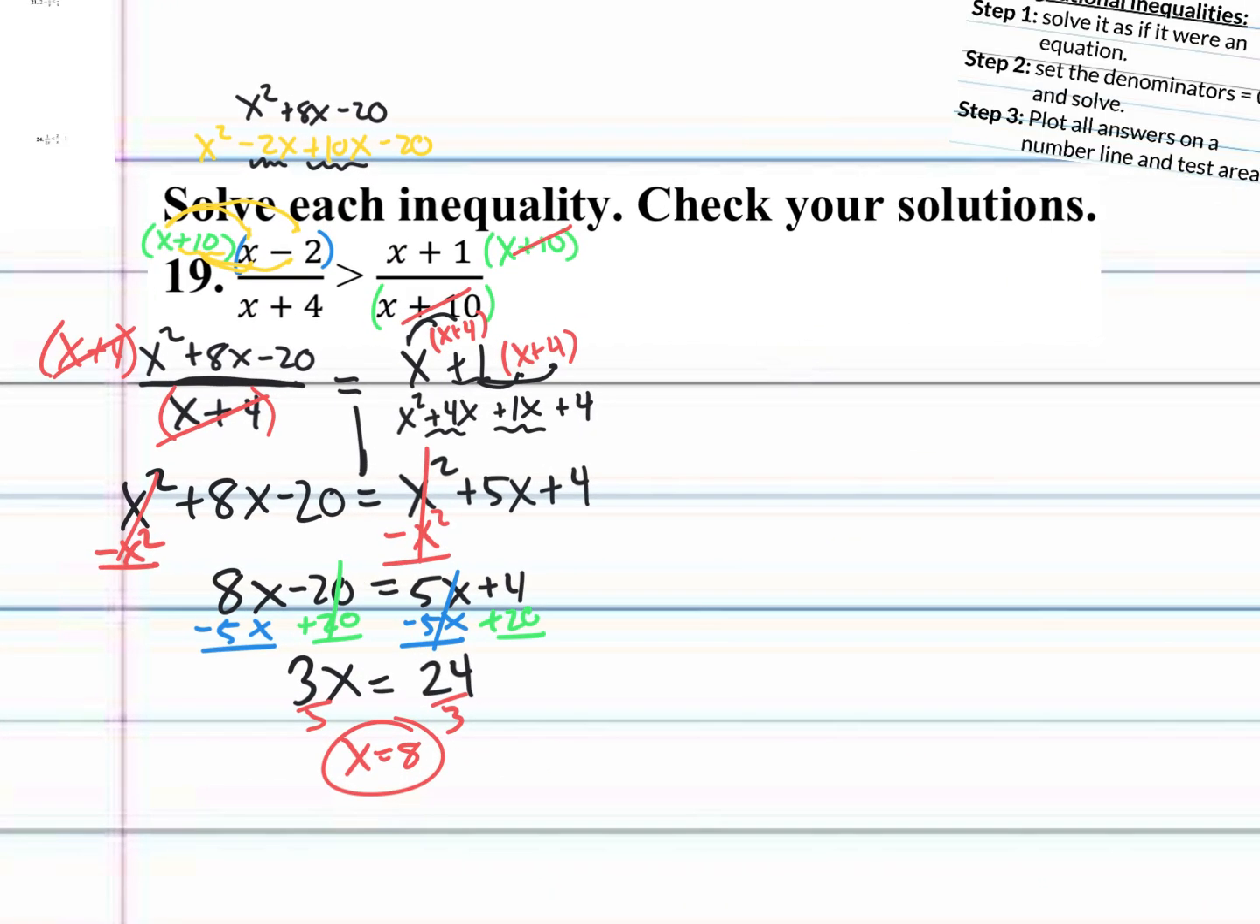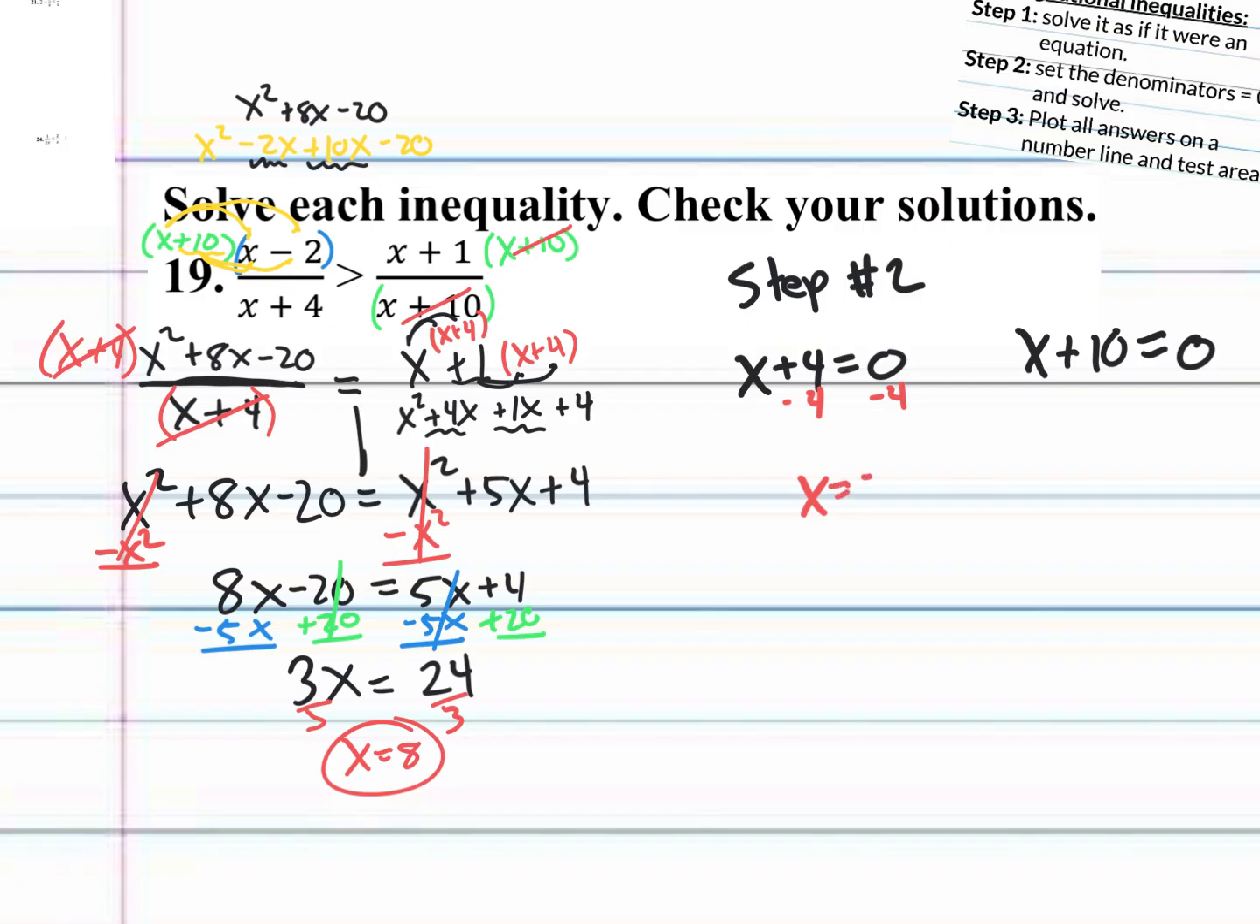So let me just jot this down. Step number 2, we're going to set the denominators. Here's one denominator, x plus 4. I'm going to write that down. X plus 4 equals 0. And set the other denominator, x plus 10. X plus 10 also equals 0. And we solve both of them. So subtracting 4, you get x equals negative 4. And then subtracting 10, x equals negative 10. That was step 2. Step 3, it says plot all answers on a number line and test areas.